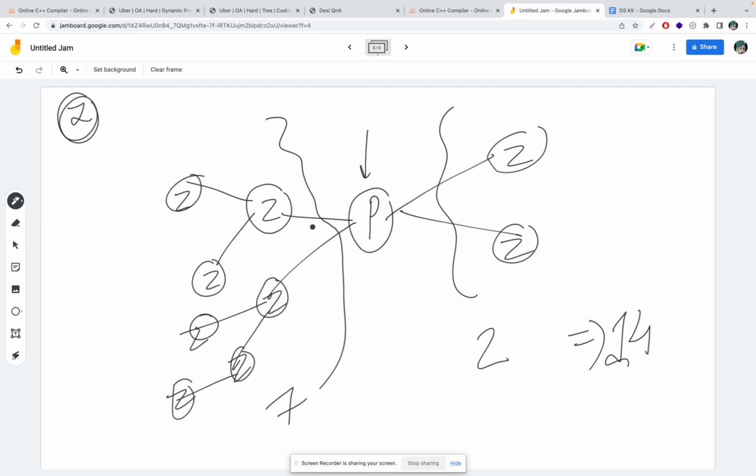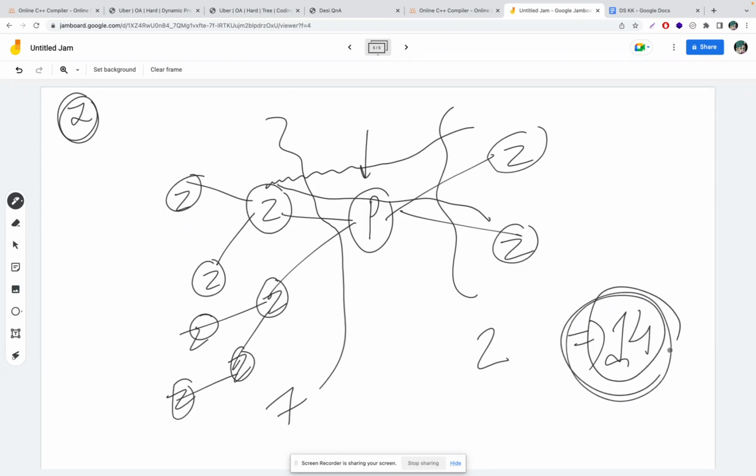There are 14 paths. One will start from this z, it will end here. One from this z, this will end here. Like this for every other z from left to right. That's why I'm multiplying the number of nodes. Got it? So the number of paths is directly dependent on the number of nodes. So guys, I hope that this thing is clear.